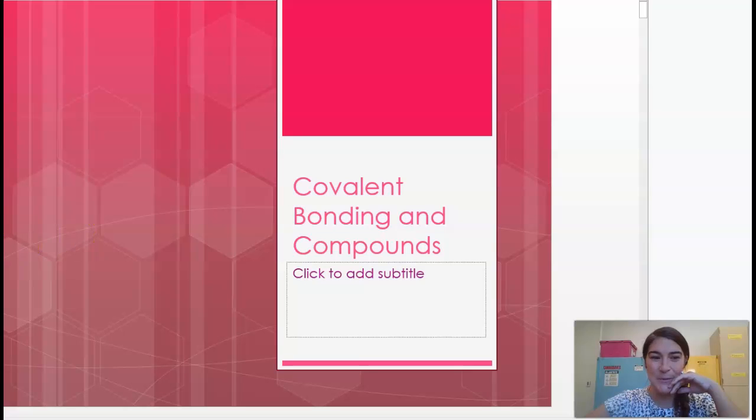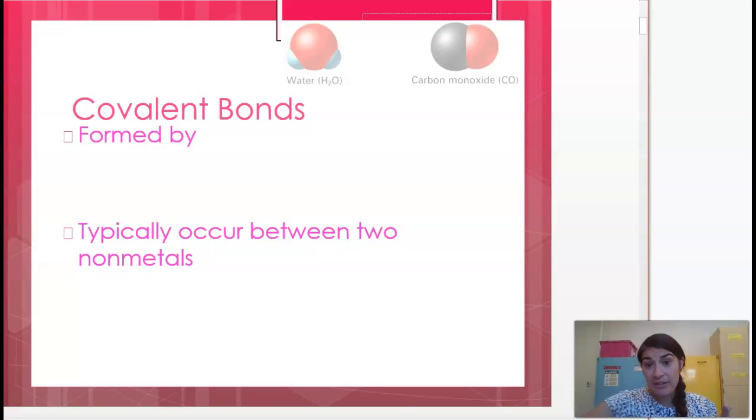All right. So, covalent bonds are going to be formed by the sharing of electrons. This is the difference. Ionic, right? Something lost electrons to form an ion, and something gained those electrons and formed that ion. That is not the case for covalent. It is the sharing of electrons, and this is typically going to occur between two nonmetals.